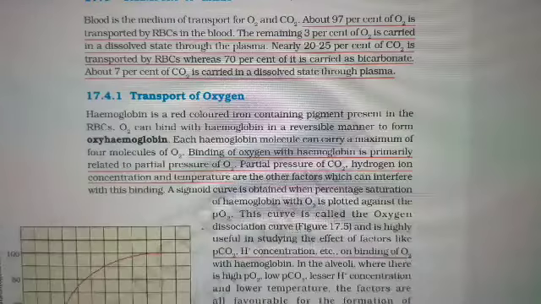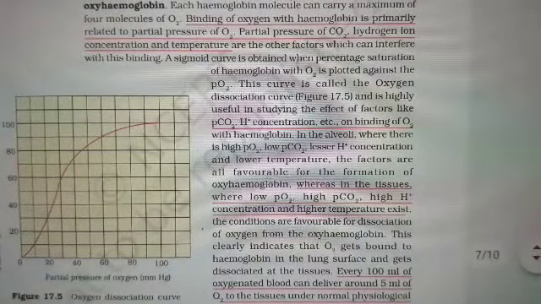So here, the transport of oxygen. You just see that graph: the partial pressure of oxygen in mmHg on the x-axis, and the percentage saturation of hemoglobin with oxygen. Generally hemoglobin has a quaternary structure. It plays a major role in transporting oxygen from the lungs to the tissue area, and from the tissue to the lungs area, vice versa.